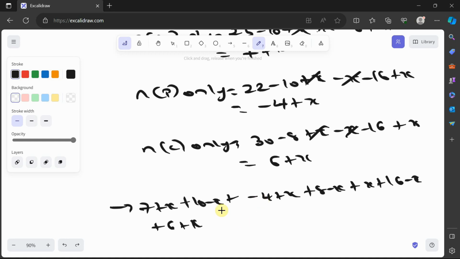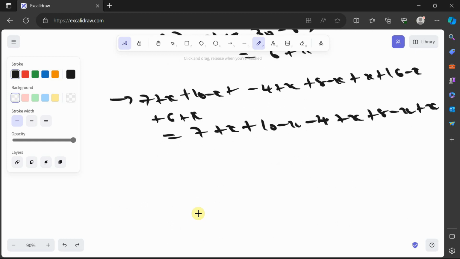But let's simplify. That will be 7 plus x plus 10 minus x, plus times minus is minus 4, then plus x plus 8 minus x plus x. So if I come down, then plus 16 minus x plus 6 plus x.